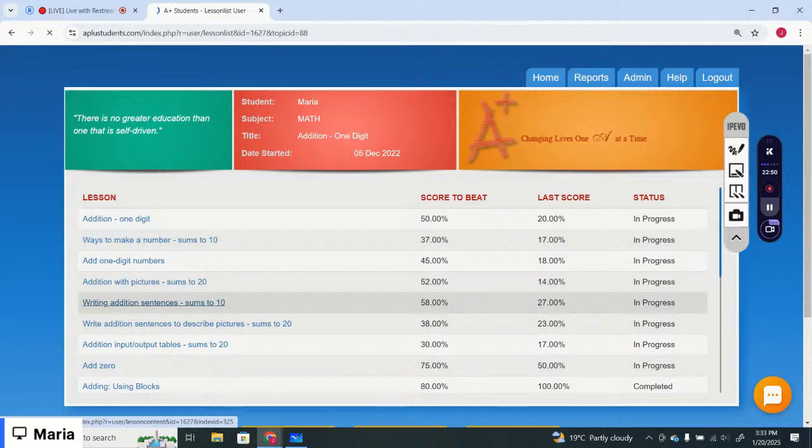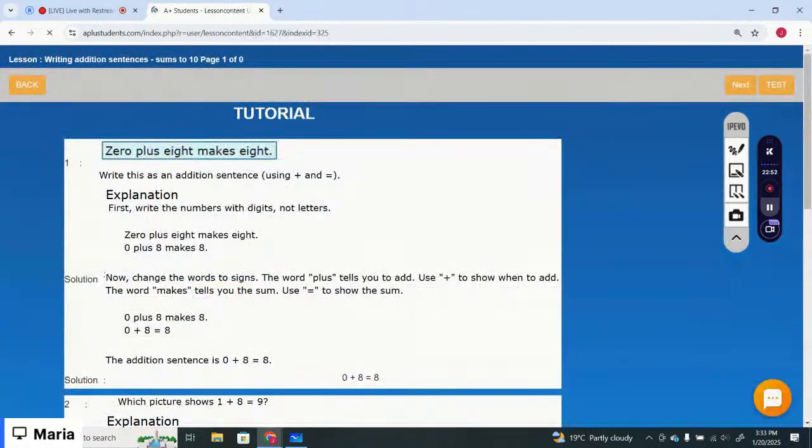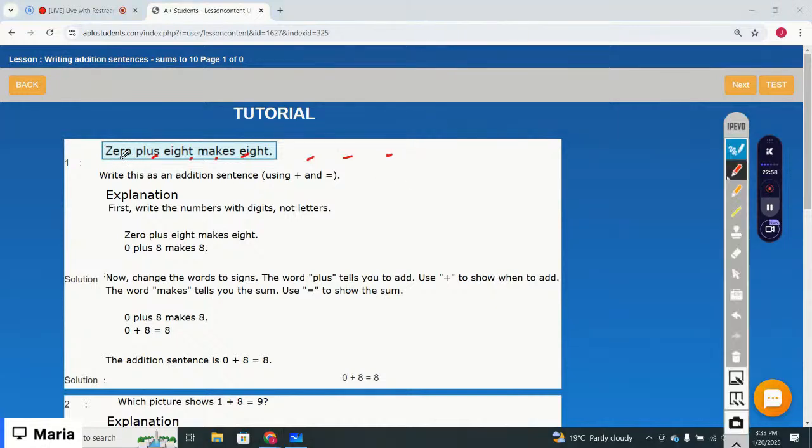writing addition sentences, sums to 10. 0 plus 8 makes 8. You need to write this sentence in mathematical form. So plus means you need to add, make the addition sign. And makes means they are equal to it. So 0 plus 8 makes 8.